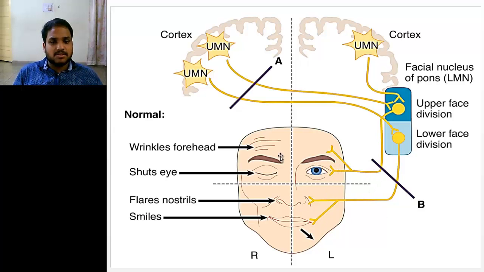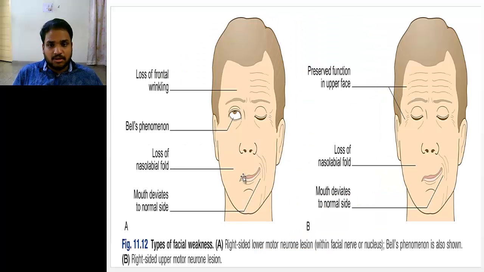So this is gone, the supply is gone. So the entire half of the face is going to get affected on the same side of the lesion. On the same side of the lesion, the entire half is going to get affected, right? You can see this is the lower motor neuron lesion. The entire half is affected. There is loss of wrinkling, loss of nasolabial fold, and the mouth deviates to the normal side.